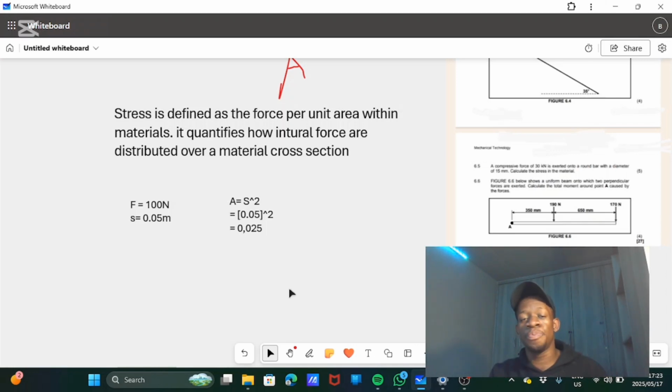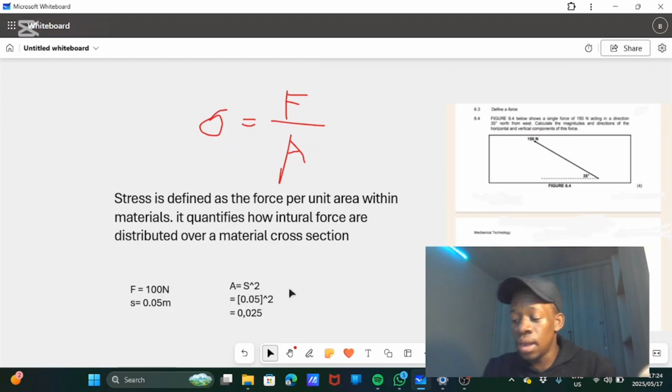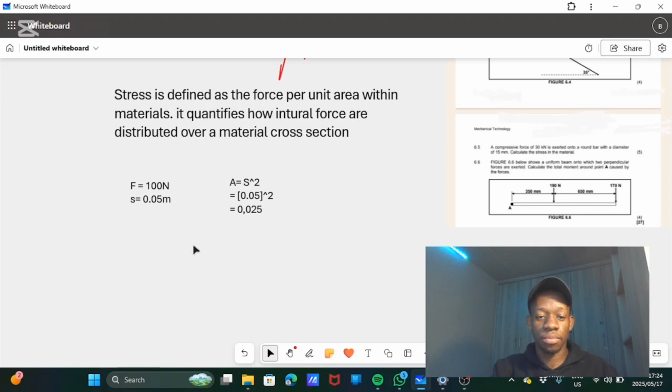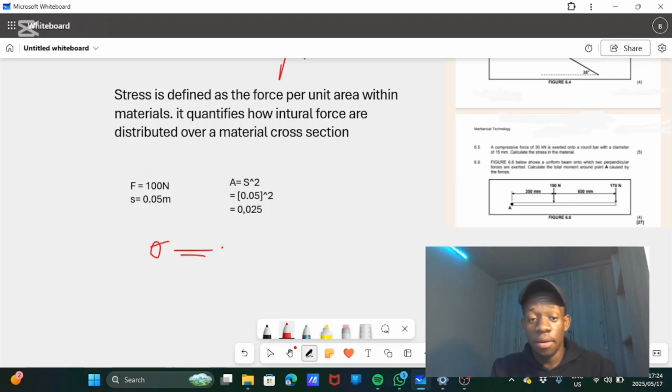Remember, I said we have two: a square bar and a round bar. You're still calculating this if the case was a square. So you have your force, 100 newtons, and you have your area. You just put those in that formula, and you're going to get your answer. It's 100 over 0.025.